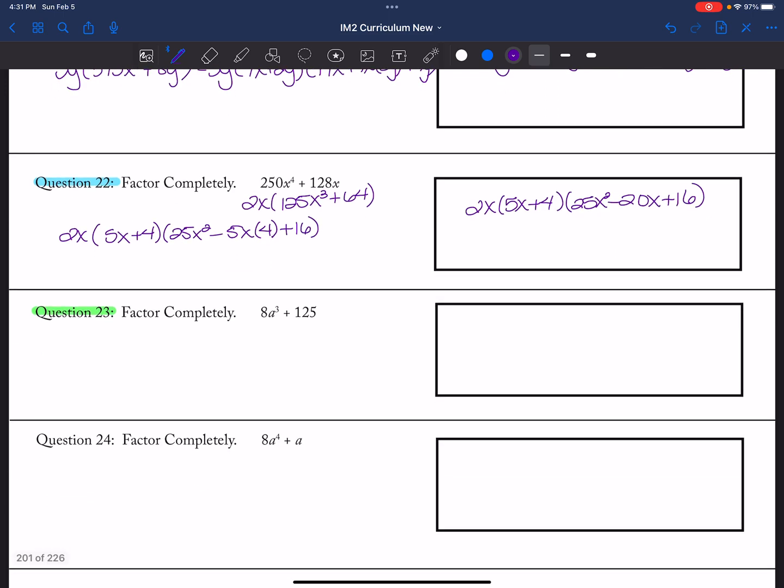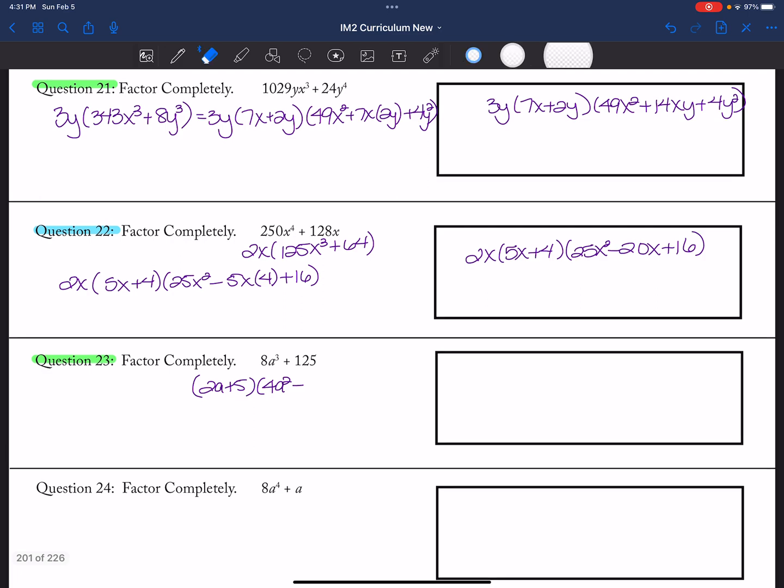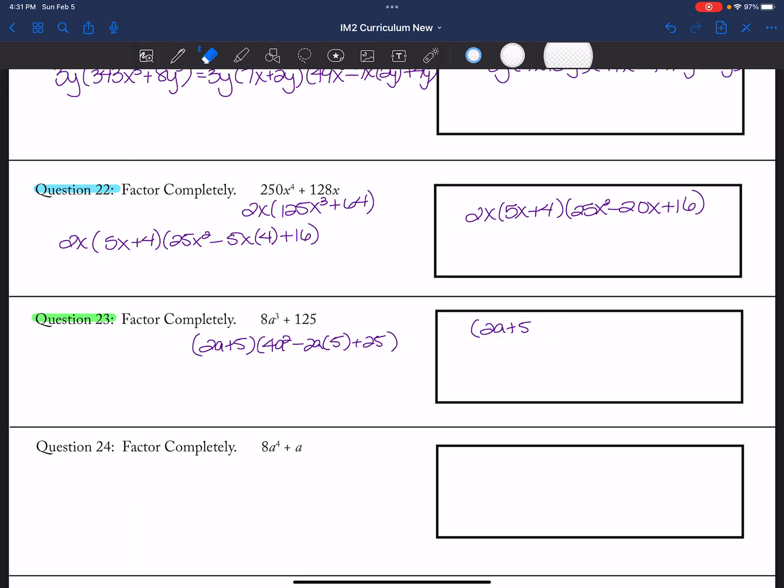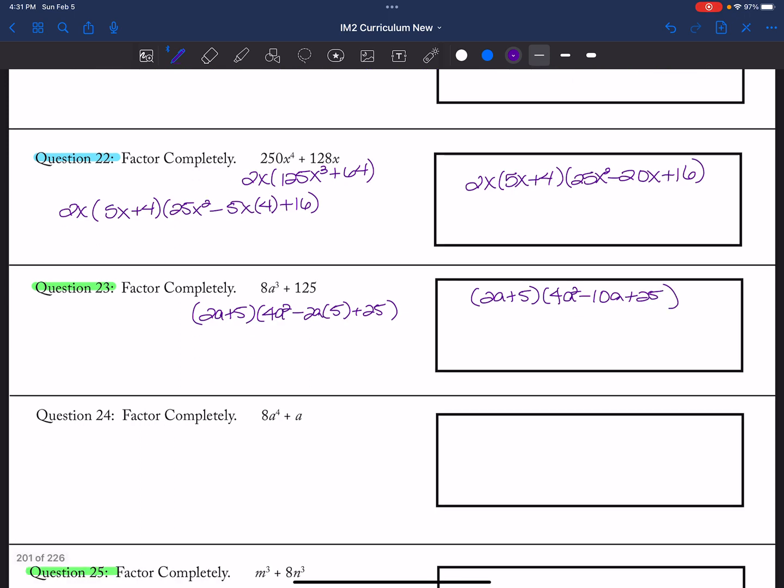Okay, and then this will be 2a plus 5, 4a squared minus, oh, I did it again up here. Every single time I make this typo, and I keep forgetting to put the subtraction sign. 2a times 5, and then plus 25. So this is 2a plus 5, 4a squared minus 10a plus 25.